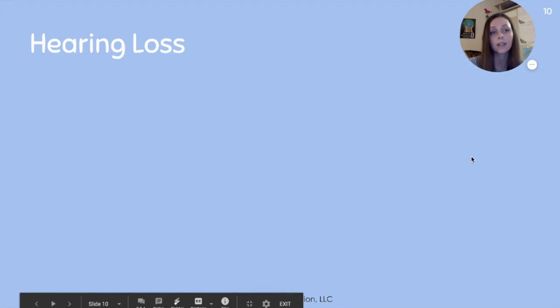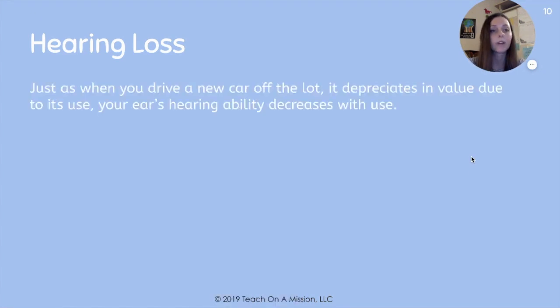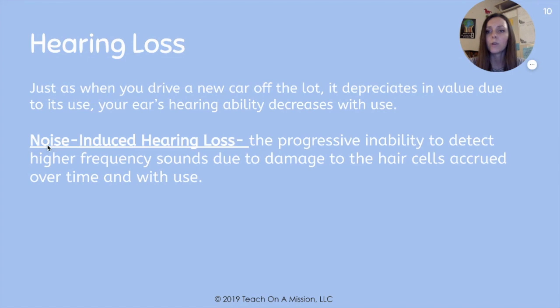Hearing loss, because this is a thing. Why do we have hearing loss? We have a couple different kinds. Just as you drive a new car off the lot, it depreciates in value due to its use. Your hearing ability decreases with use. This is why usually older people have poorer hearing than younger people. So we have noise-induced hearing loss: the progressive, over time, inability to detect higher frequency sounds due to damage in the hair cells accrued over time and with use.